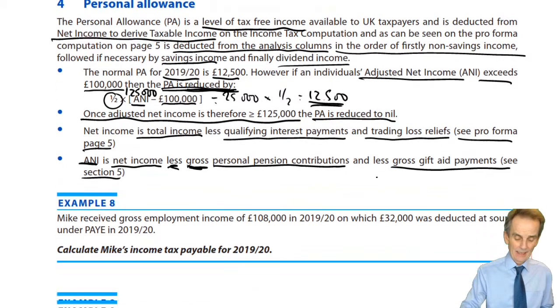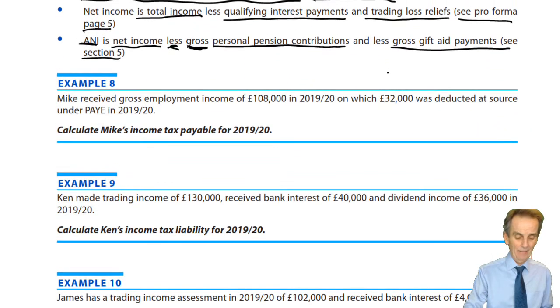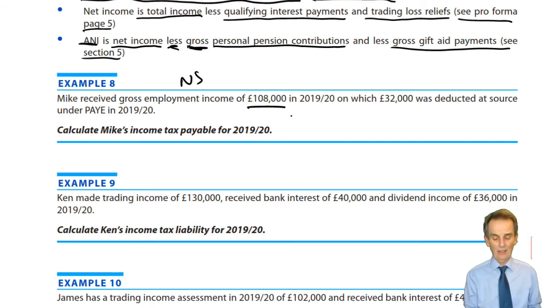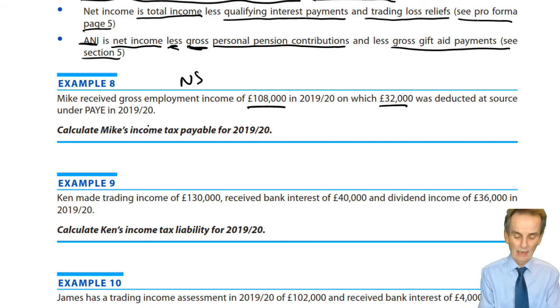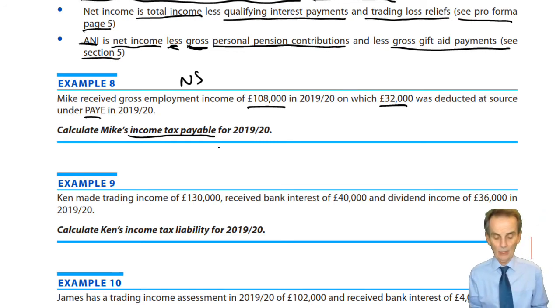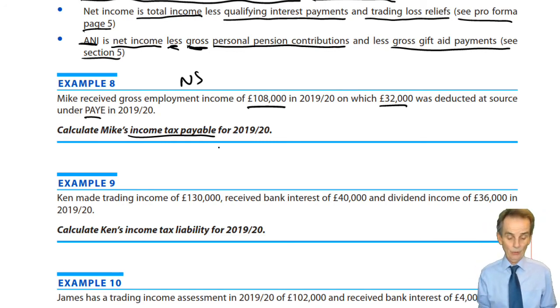Okay, let's kick it off with example 8. Mike received gross employment income. Employment income, what type of income is that? Non-savings. Of £108,000 in 1920. We've got £32,000 of PAYE, and of course, thereafter income tax payable, so we'll need to deduct the £32,000 from the income tax liability. One source of income.